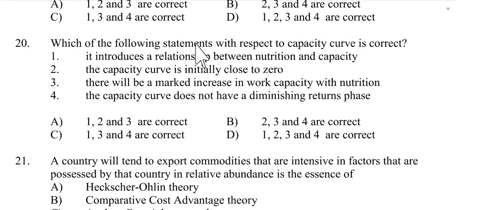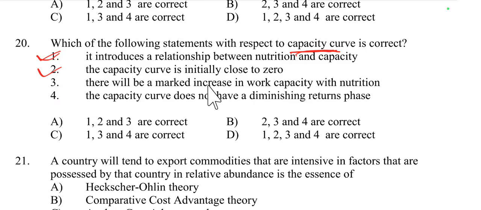Then question number 20, which of the following statements with respect to capacity curve is correct? So what is capacity? First one is, it introduces a relationship between nutrition and capacity. Yes, this is right. It introduces a relation between nutrition and capacity. So it is called the capacity curve. So the capacity curve illustrates how an individual's work capacity is related to their level of nutrition. So this is right. Then second option, the capacity curve is initially close to 0. Yes, the capacity curve is initially 0, then increases. So at low level of nutrition, the work capacity is often minimal or 0.